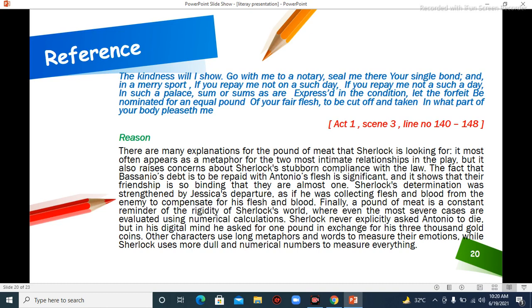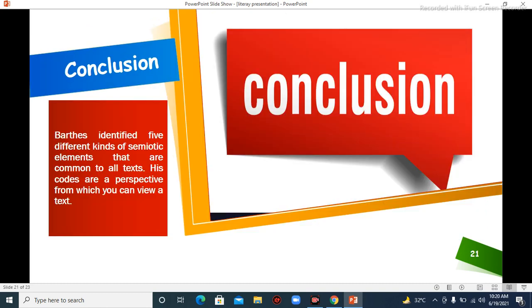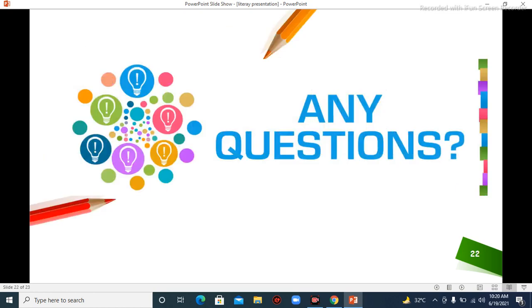So basically this was the semantic code, and let's just move on towards the conclusion. Barthes identifies five codes that are common in all texts. These codes are basically perspectives from which you can view a narrative text. If you have any questions, you can ask me in the comment section.